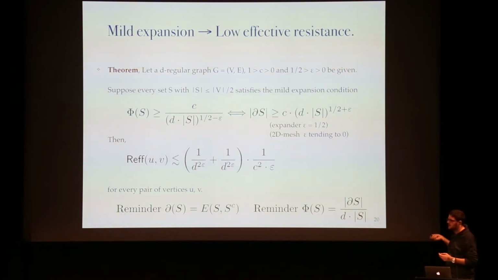And if epsilon is tending to 0, let's take it 1/log n, and you see some constant again, you're going to get the result about the two-dimensional mesh. So you're really interpolating between these two cases. If you pick epsilon something like 1/6, you're more or less going to get the case of the three-dimensional mesh. So what we're saying is that we are requesting every set to have expansion slightly better than inverse square root of the volume. Then we're going to show that if that is the case, the effective resistance diameter of the graph is bounded.